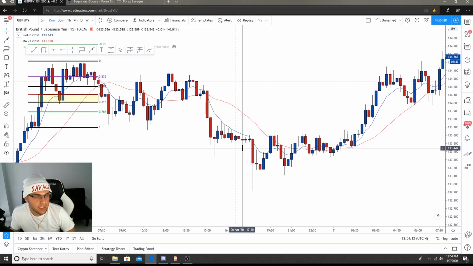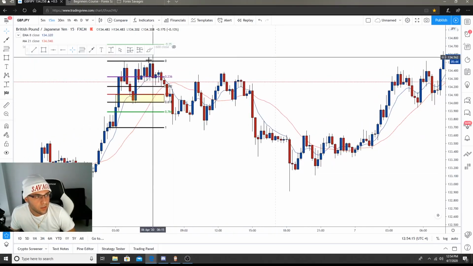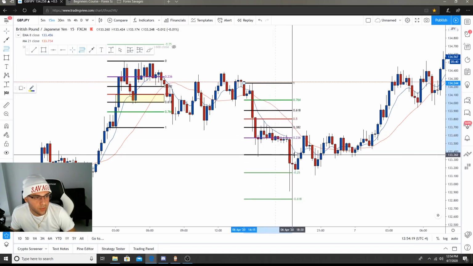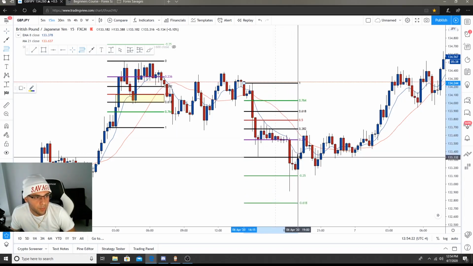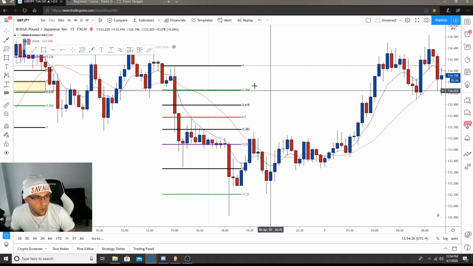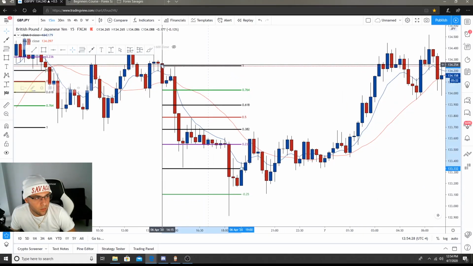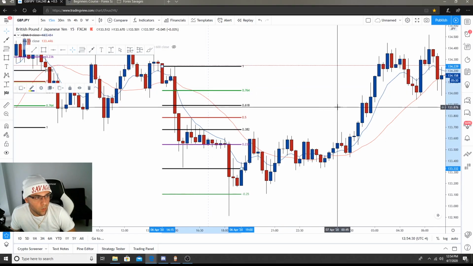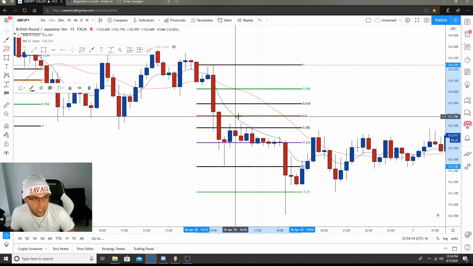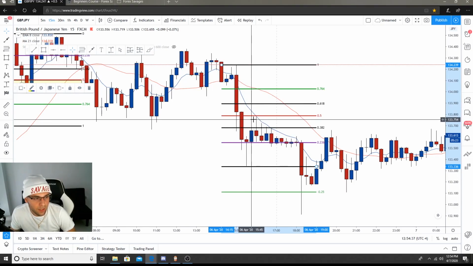What do we have? We have a kind of decent example right here. So as you guys can see here, we do have new lower lows being created. So if we were to run our Fibonacci from here to here, what do we have? We barely have our 50 and our 618 zone being hit, barely touched. But this is during the Asian session.